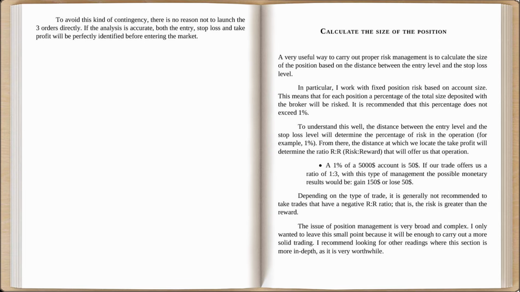The issue of position management is very broad and complex. I only wanted to leave this small point because it will be enough to carry out more solid trading. I recommend looking for other readings where this section is more in depth, as it is very worthwhile.